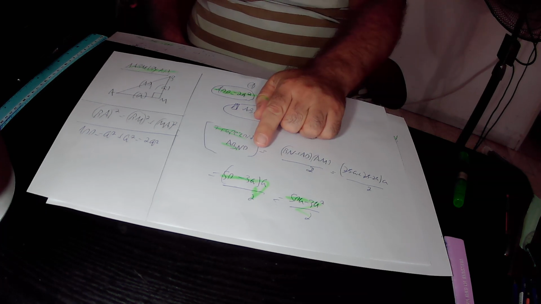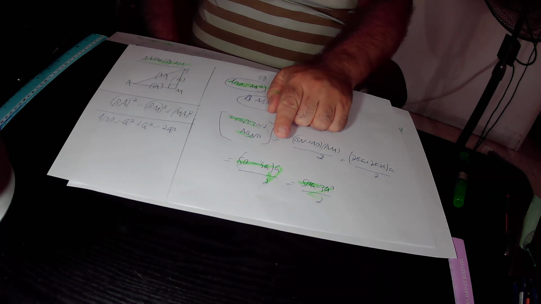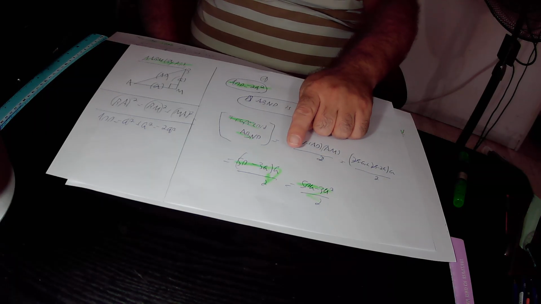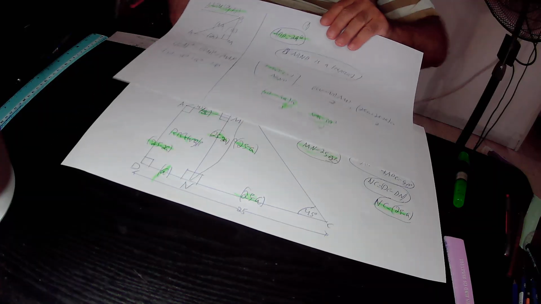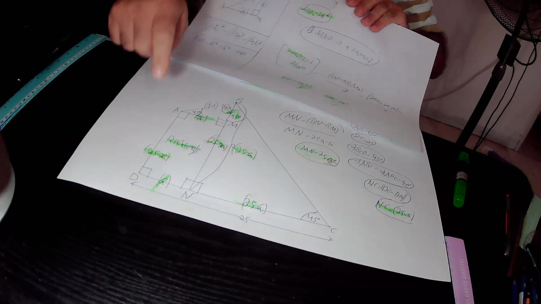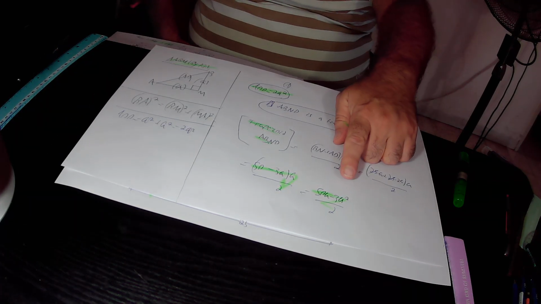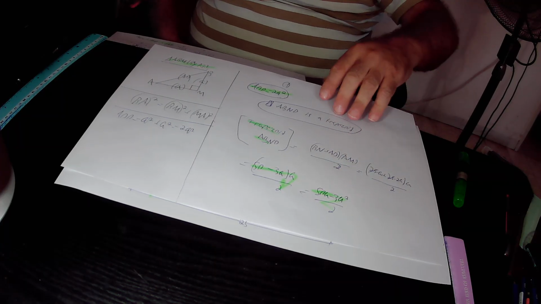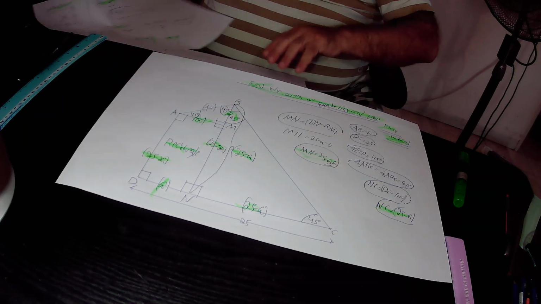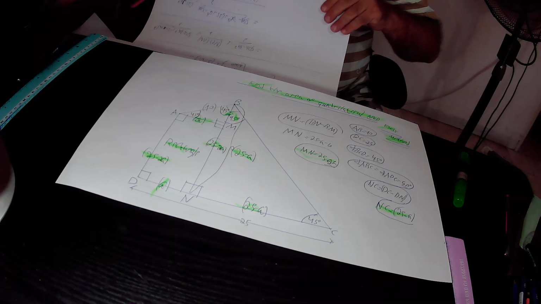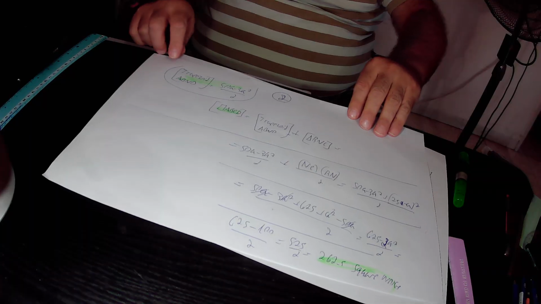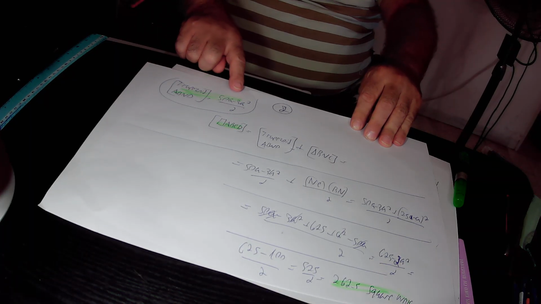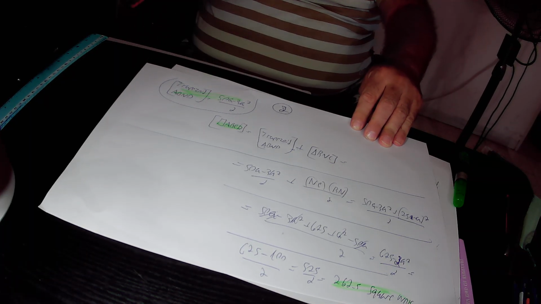We open the brackets here: 50 times A is 50A, minus 3A times A is minus 3A squared, over 2. So in total, the area of trapezoid ABND is equal to 50A minus 3A squared over 2.